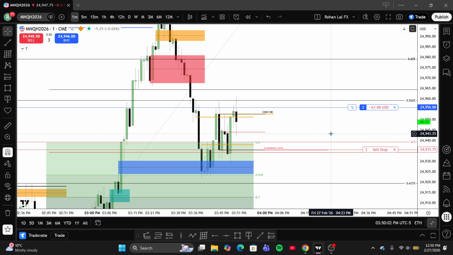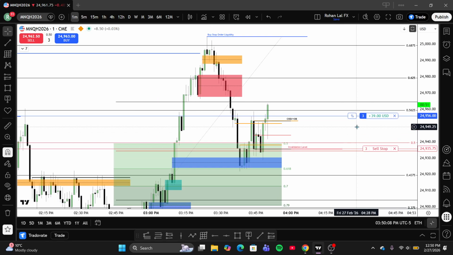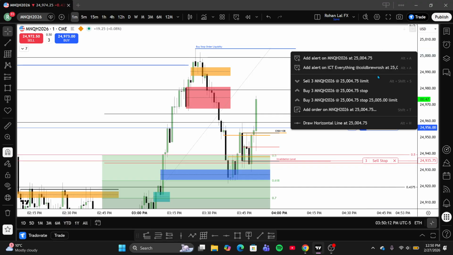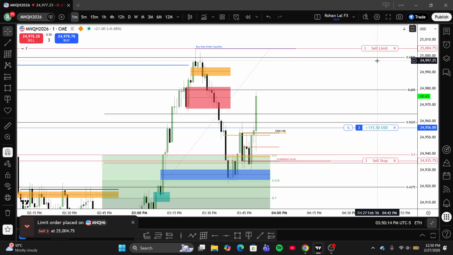And there's the 12:50 a.m. volatility. Let's see. This is beautiful. Let's see if price wants to run the buy stops above. Beautiful, beautiful, beautiful. Right? Look at the precision of the mean threshold.